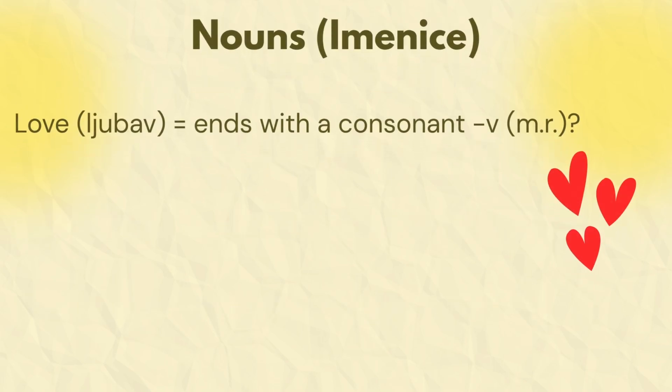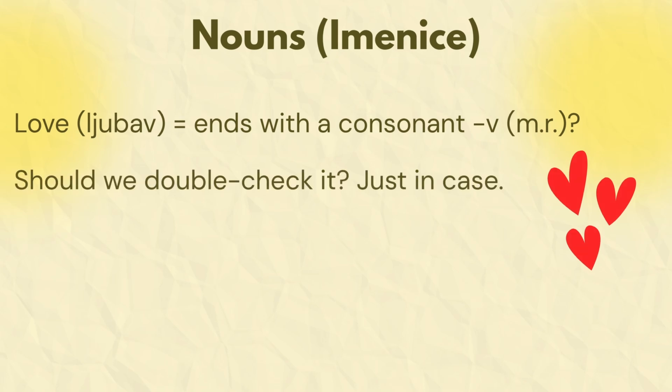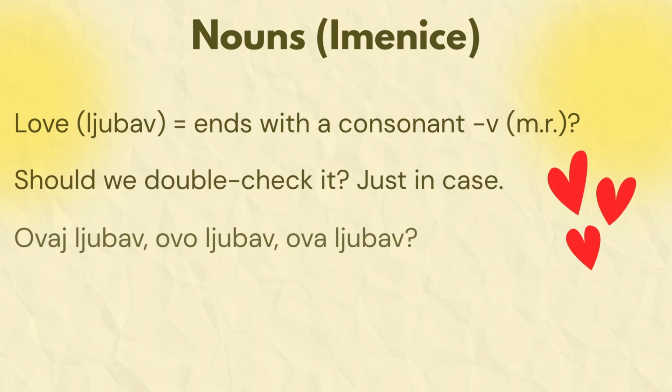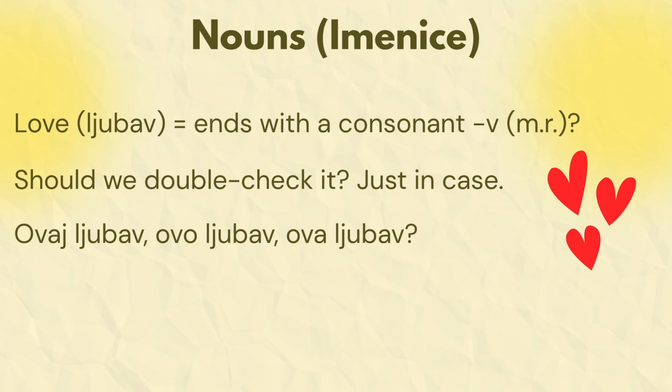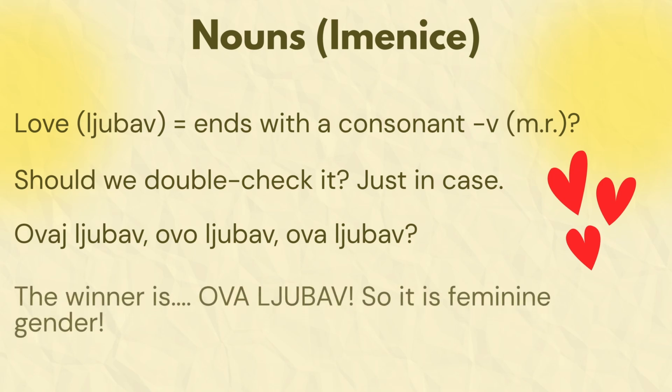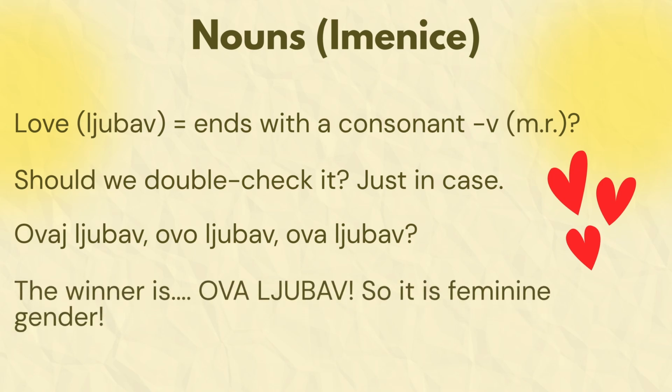So is it muški rod? Should we double check it just in case? Ovaj ljubav, ovo ljubav, ova ljubav. The winner is ova ljubav. So it is feminine gender. Abstract nouns are often feminine gender.